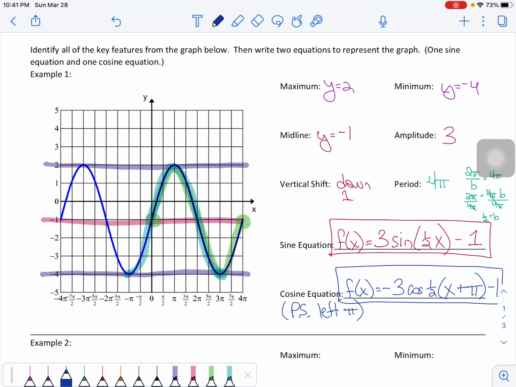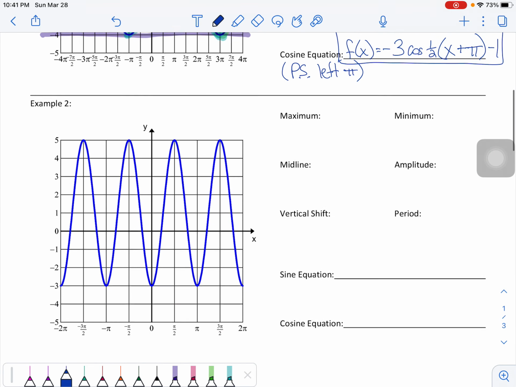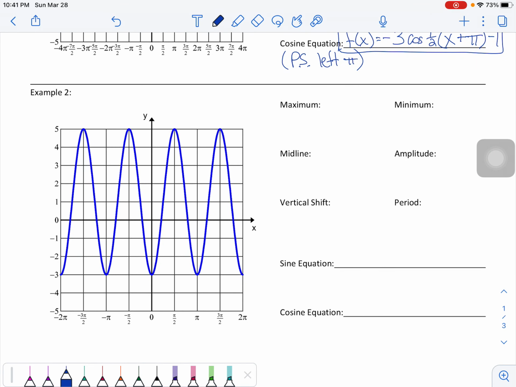I'm going to go ahead and slide down to number 2 here. All right, so problem number 2. Let's get a minimum. Let's get a maximum. So maximum here is at 5. Minimum here is at negative 3. So maximum y equals 5. Minimum y equals negative 3.